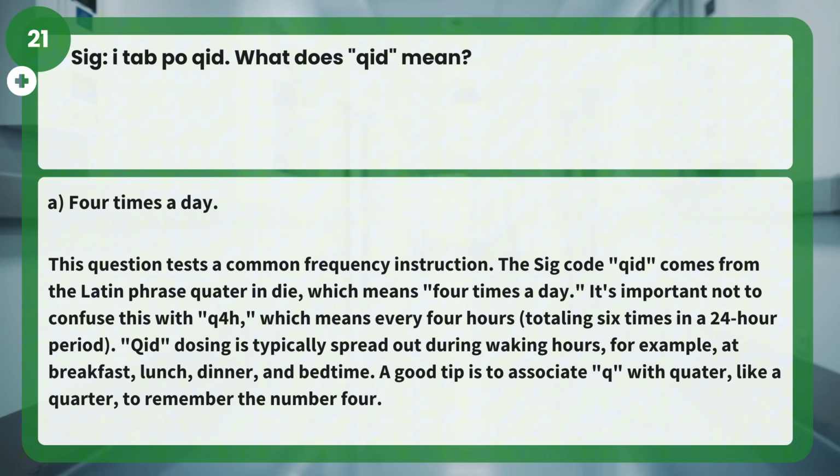This question tests a common frequency instruction. The SIG code QID comes from the Latin phrase quater in die, which means 4 times a day. It's important not to confuse this with Q4H, which means every 4 hours, totaling 6 times in a 24-hour period. QID dosing is typically spread out during waking hours, for example, at breakfast, lunch, dinner, and bedtime. A good tip is to associate Q with quarter, to remember the number 4.